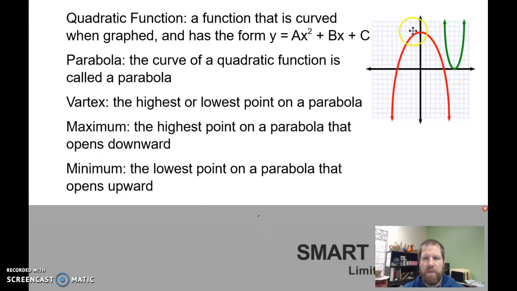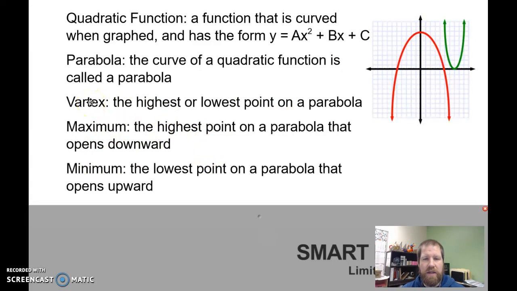Okay. The maximum and minimum are just the y value. So the maximum on my red parabola is going to be 1, 2, 3, 4, 5, 6, 7, 8. Okay, that would be the maximum value. The minimum for my green is going to be 0. Right, it's right on the x-axis. Okay, so the maximum and minimum are just the y value.